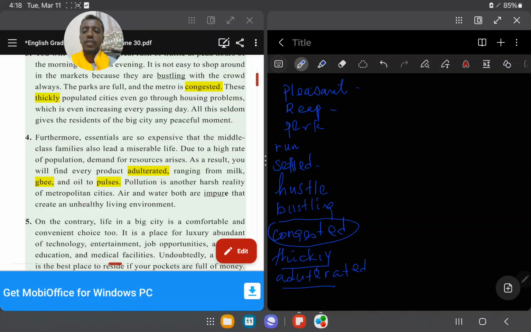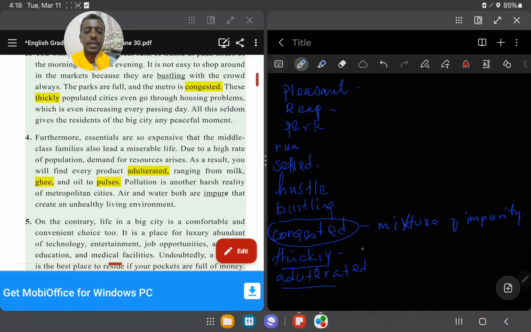As a result, you will find every product adulterated. What does the word adulterated mean? A mixture of impurity, let me show you. A mixture of impurity, something that is not pure. Haven't you ever come across something mixed with honey? When you live city life, so this is a disadvantage of city life.